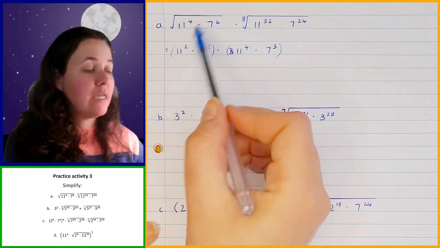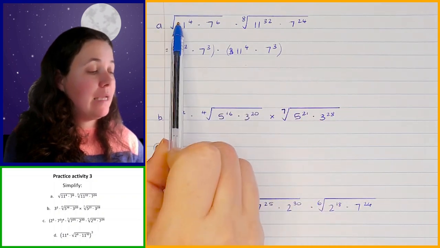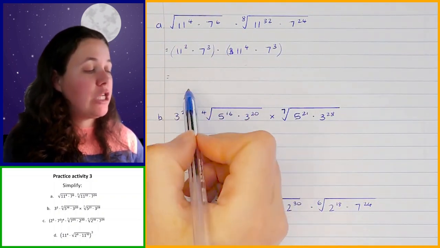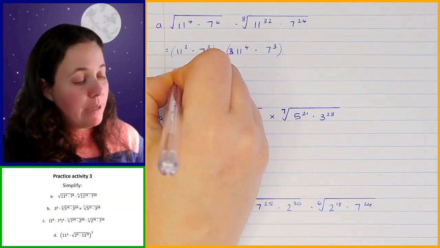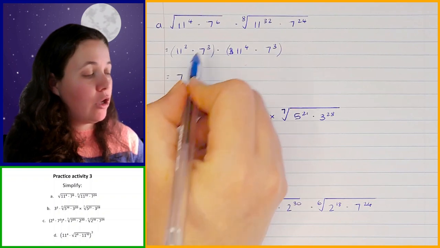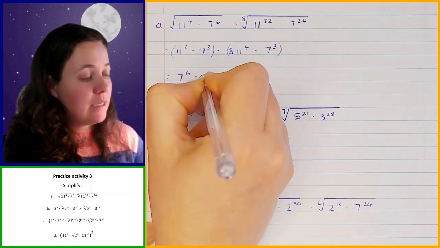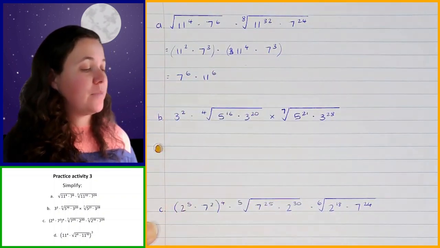Remember, your root sign acts like brackets, so when we get rid of it by applying that, we could keep it in brackets as well. Okay, and now we're going to multiply together. I'm going to put my 7 first because I want to have my smaller base first. So I've got 7 to the power of 3 plus 3 is 6 times 11 to the power of 2 plus 4 is also 6. Okay.